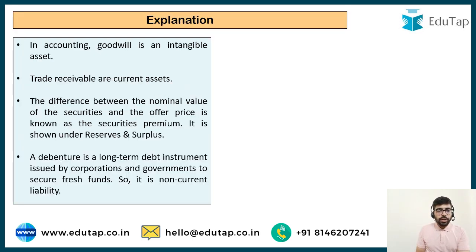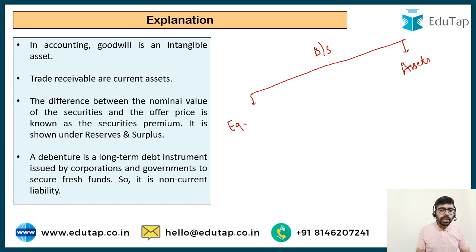So now let's try to answer this particular question. We are talking about 4 items in the balance sheet. They are goodwill, trade receivable, securities premium, and debentures. Whenever we talk about balance sheet, the thing I like to do is to divide it into 2. The balance sheet has 2 parts. One is the assets part and another is the equity and the liabilities part.